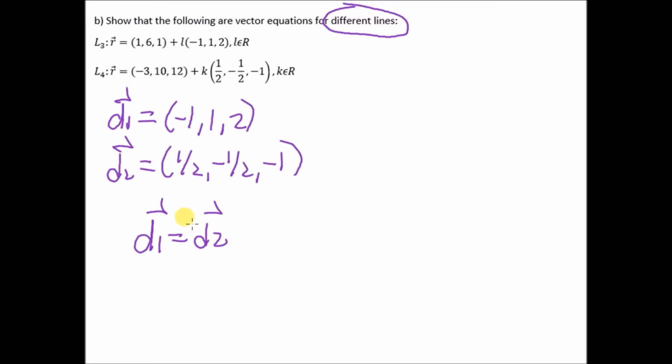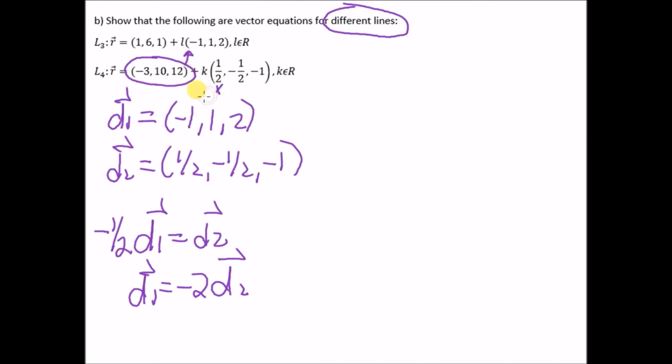Negative 1/2 of D1 equals D2, or D1 equals negative 2 of D2. So what we want to do now is test if this point lies on our first line. The reason why I'm going to do that is because then our parametric equations are not going to have fractions in them. So our parametric equations for L3, we can list them first if that makes you more comfortable.